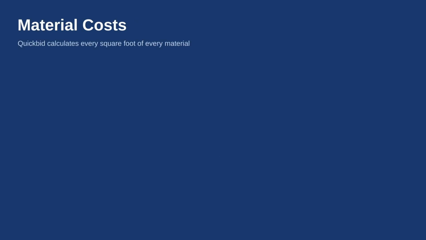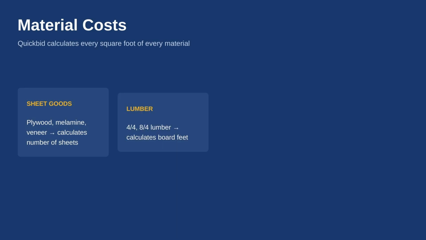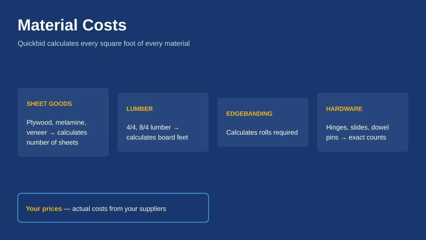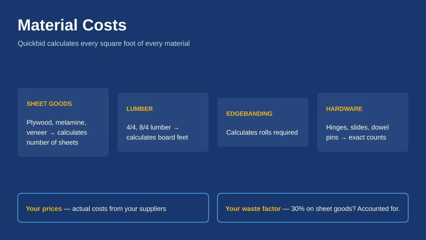Material costs. Quickbid figures out the square footage of every material. For boards like millimeter veneer, it calculates the number of sheets. For lumber like 4/4 or 8/4 lumber, it determines the board feet quantity. For edge banding, it calculates the number of rolls of edge banding required. It counts the hinges and drawer slides and any other hardware item you assign, such as dowel pins, etc. It knows which processes each product goes through in your shop and how long each one takes. Importantly, Quickbid uses your material prices, the actual cost from your suppliers, not generic numbers, and it factors in waste. If your shop typically wastes 30% on sheet goods, Quickbid accounts for that.